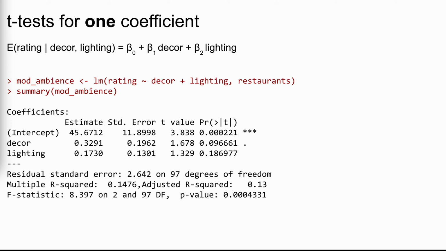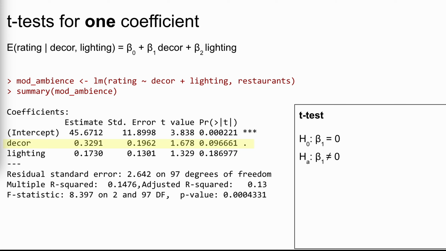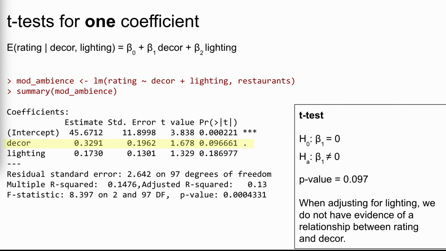Notice that decor and lighting both have positive coefficients, suggesting that restaurant ratings are positively associated with both features when adjusting for the other. But are these associations statistically significant? Consider the decor coefficient. Recall that we can use the information in this row to perform a t-test on the beta 1 decor coefficient, the null hypothesis being that this coefficient is 0, and the alternative being that it's non-zero. With a p-value of roughly 0.097, we can conclude that when adjusting for lighting, we do not have statistically significant evidence of a relationship between rating and decor.